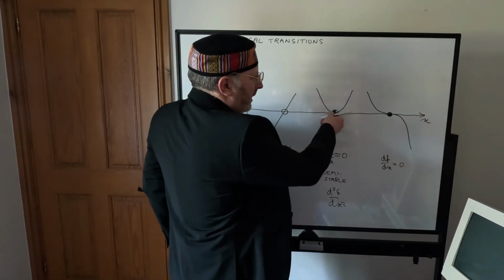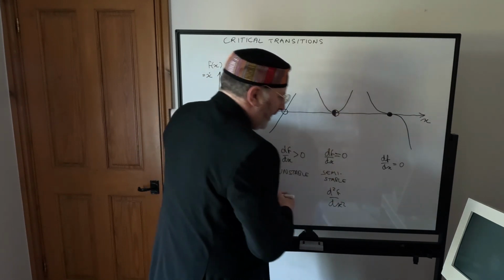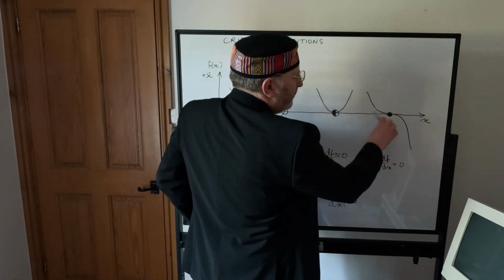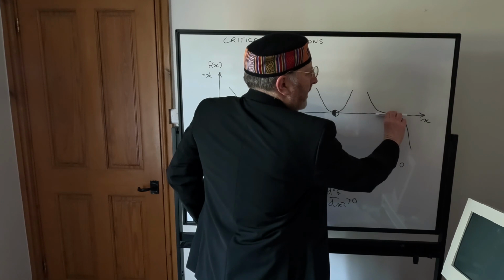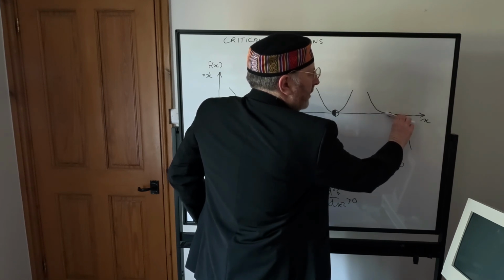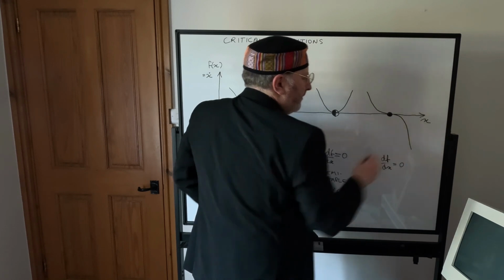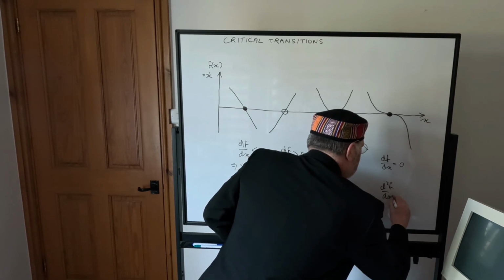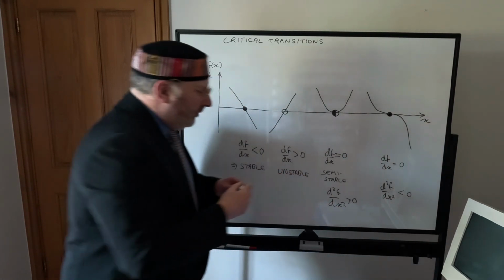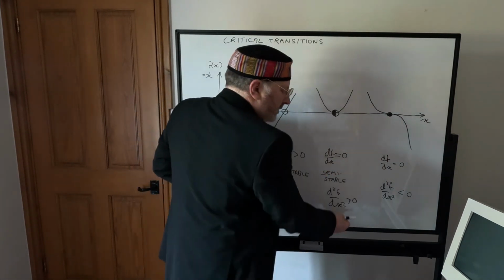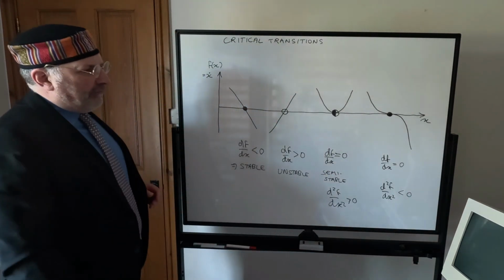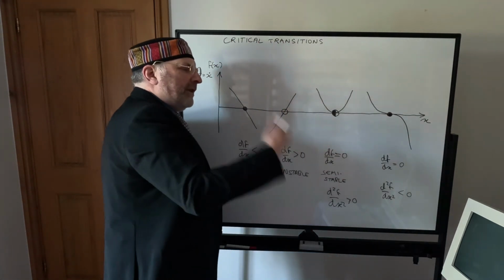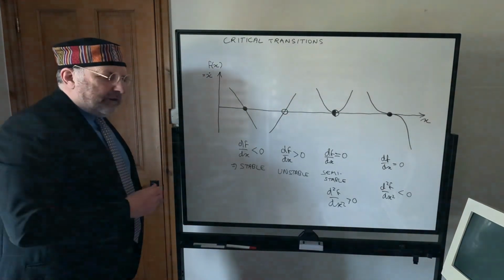So d2f by dx squared is positive. Whereas here at that fixed point, the slope is becoming increasingly negative. So d2f by dx squared is negative. So to distinguish these situations, we need to consider what's happening in the second rate of change, and that will tell us whether it's semi-stable or stable, but with a very slow tendency to return.